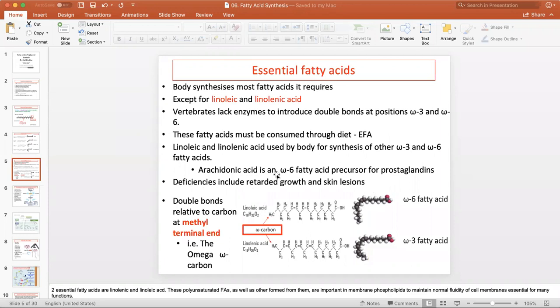Deficiencies will lead to retarded growth and different skin lesions. So how do we count? Again, as I mentioned before, the double bonds are related to the carbon at the methyl terminal end, the omega carbon. So the methyl end is your omega carbon, and then you count from here: 1, 2, 3 for omega-3, and 1, 2, 3, 4, 5, 6 for omega-6 fatty acid. So these are your essential fatty acids.